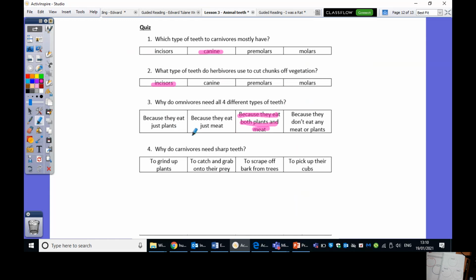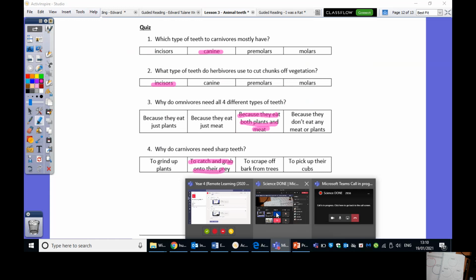Excellent. And finally, why do carnivores need sharp teeth? Is it to grind up plants, to catch and grab onto their prey, to scrape off bark from the trees, or to pick up their cubs? What's the answer for that one? Of course, it's to catch and grab onto their prey. Really, really well done, guys.